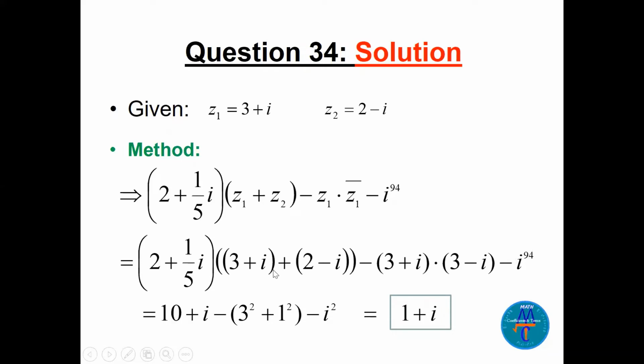Now, this one, i will be cancelled, so that's 5. Multiply 5 times 2 is 10. 5 times 1 over 5i is i. And this is the formula here, 3 squared plus 1 squared. So that's 10, cancelled with this. i squared is minus 1 times the i plus 1, so 1 plus i.